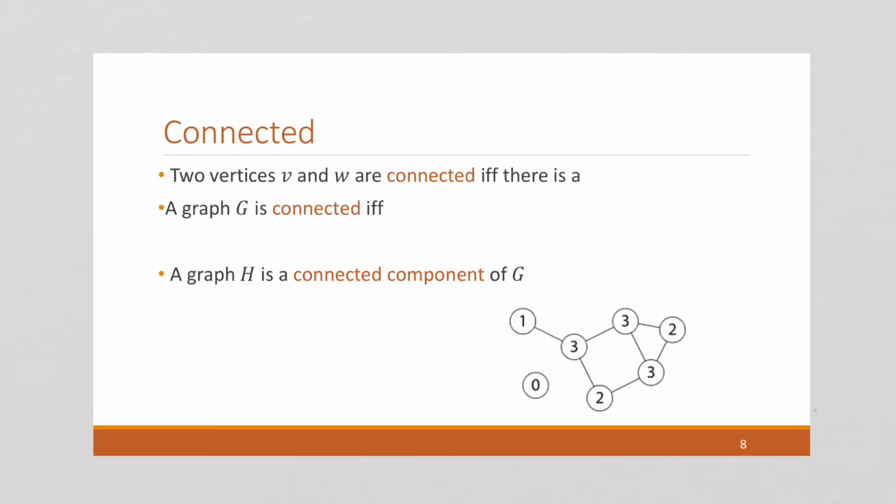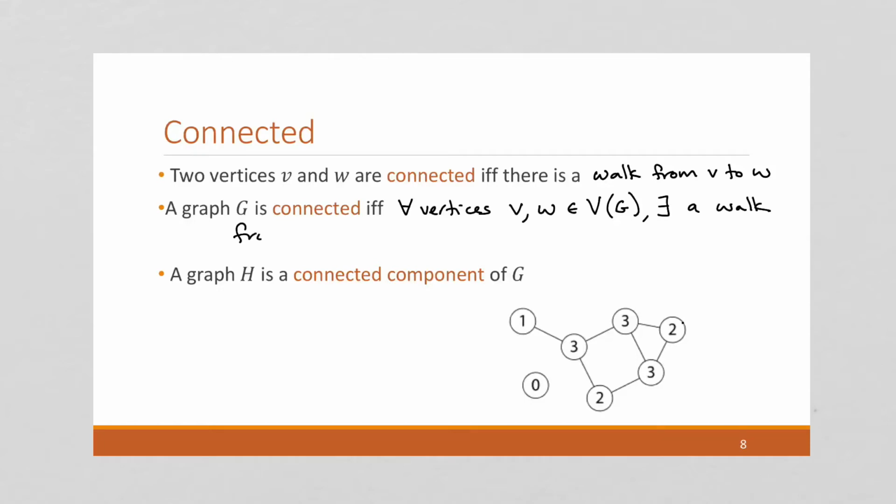So in a previous video, we talked a little bit about connected graphs and graphs that were disconnected. Here we're going to give the formal definitions. We say that two vertices, V and W, are connected if and only if there is a walk from V to W. Right? It doesn't matter if we do the same edges over and over again or the same vertices over and over again. If I can get from one to the other somehow, then they're connected. And we say a graph is connected if and only if, for all vertices V and W in the graph, there exists a walk from V to W. Right? And hopefully that makes sense.